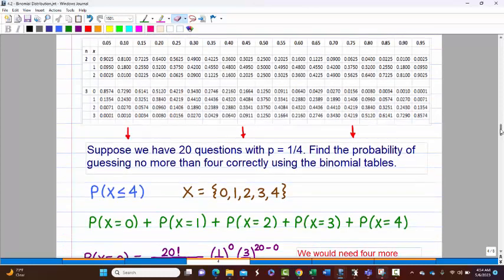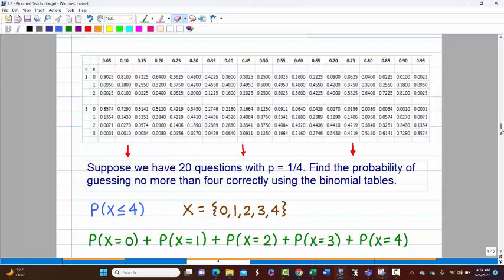Now I'm going back to guessing the multiple choice. Suppose we have 20 questions with p equals 1/4 again. Find the probability of guessing no more than 4 correctly. I said using the binomial tables, but I'll also show you the technology for this one because it is less than or equal to. That works well for the technology, but I'm going to show you all 3. So you have to be able to interpret that no more than 4 means less than or equal to 4. That's not the same thing as less than 4, because no more than 4 means we include the 4. So that gives me x values of 0, 1, 2, 3, 4.